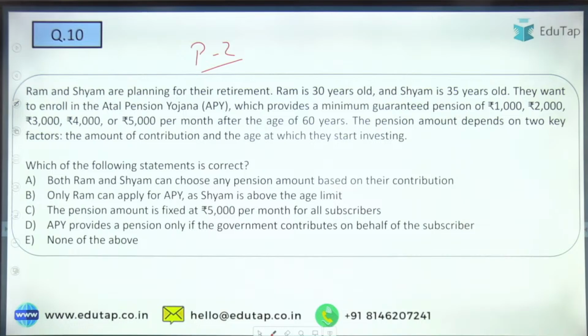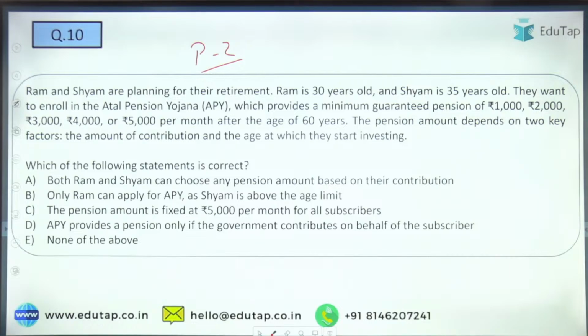UAN 12 digit, very good Satvik, very good Parul, very good Gopal. Question number 12. Question number 10, sorry. Ram and Sham are planning for their retirement. Ram is 30 years old, Sham is 35 years old. They want to enroll in Atal Pension Yojana of 2015, which provides a minimum guaranteed pension of 1K, 2K, 3K, 4K and 5K per month at the age of 60 years. The pension amount depends upon two key factors, which are the amount of contribution and the age at which they are starting. Tell me which of the following is correct.